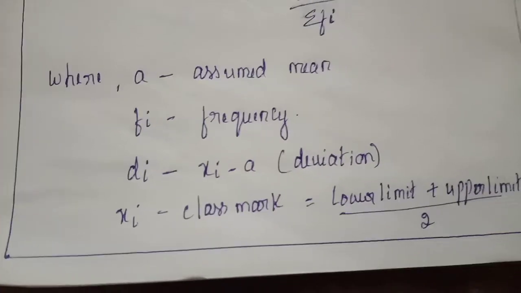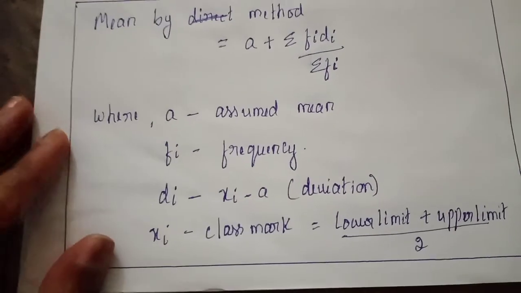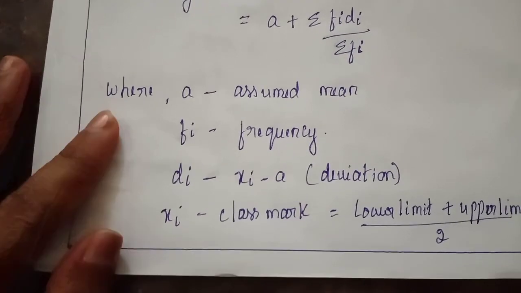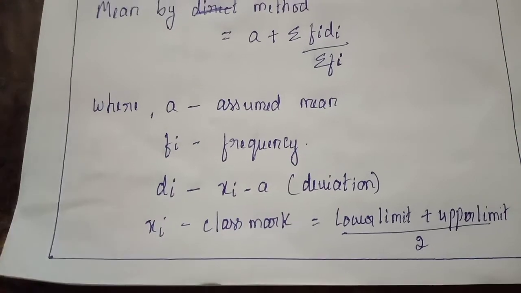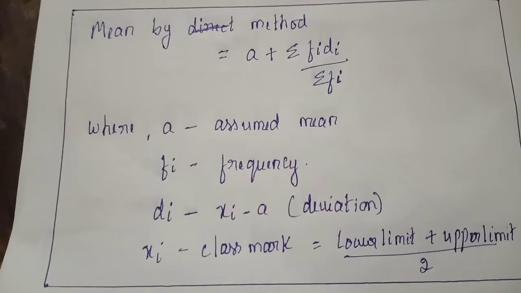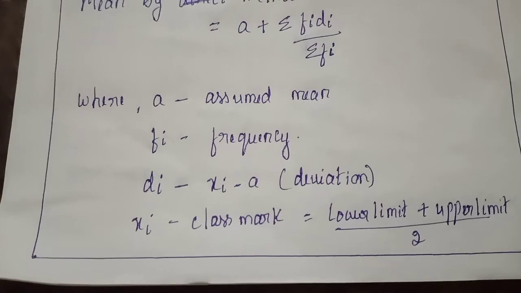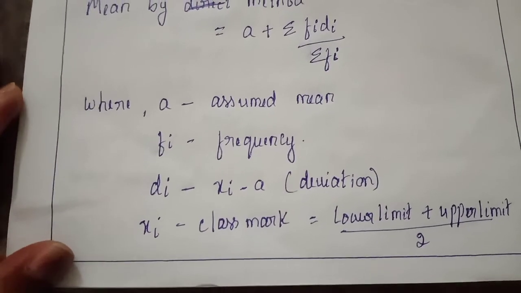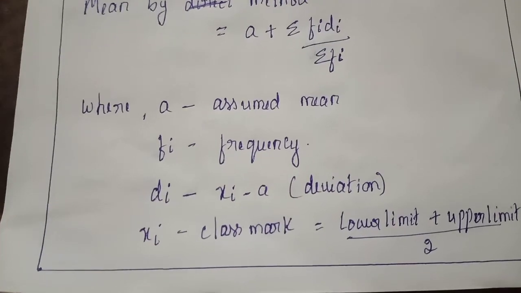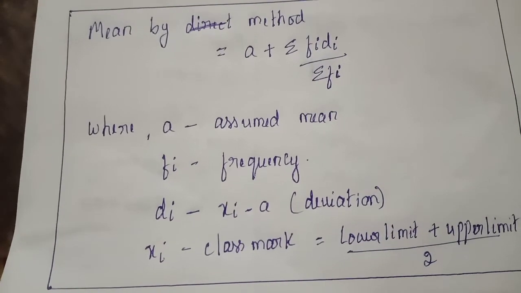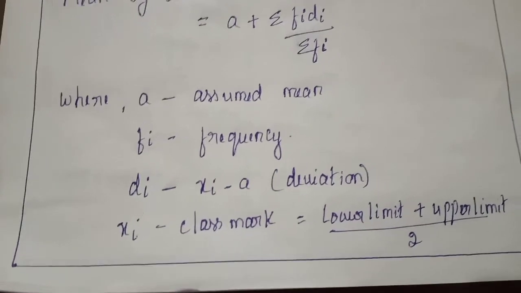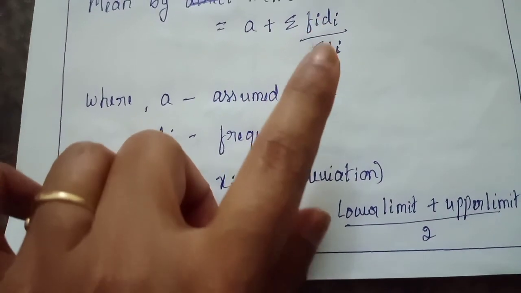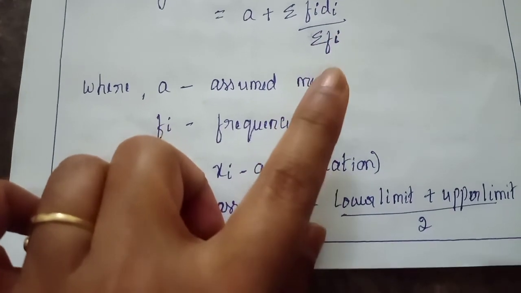I hope everyone understood the difference between the direct method and the assumed mean method. We do the direct method when xi and fi are very small, and we do the assumed mean method when xi and fi are numerically large. So what is the difference in formula? Mean by direct method is summation of fi xi divided by summation of fi, and mean by assumed mean method is a plus summation of fi di divided by summation of fi.